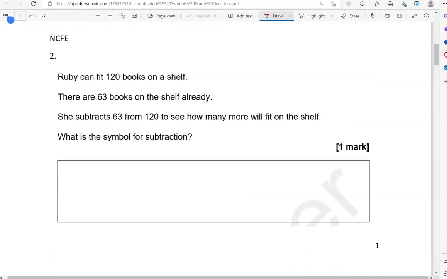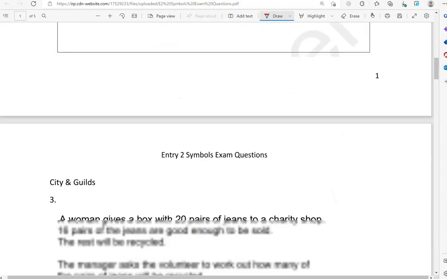Ruby can fit 120 books on a shelf. There are 63 books on the shelf already. She subtracts 63 from 120 to see how many more will fit on the shelf. What is the symbol for subtraction? This is the symbol for subtraction. You don't need to do the working out, you just write the symbol in this particular case.